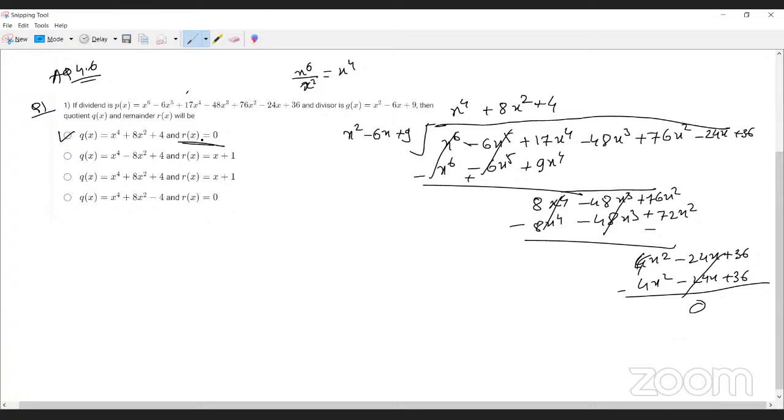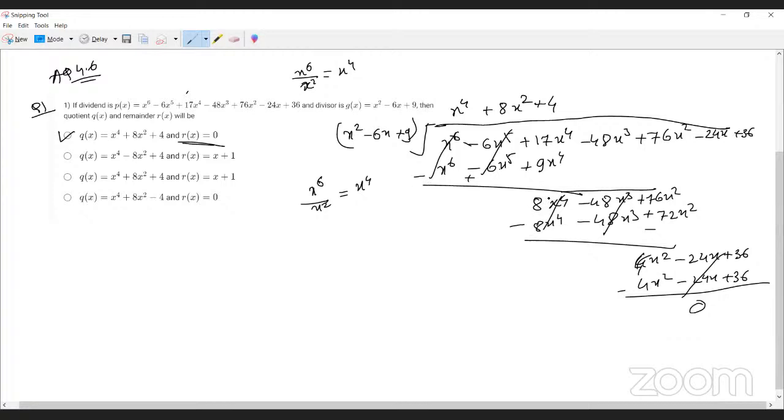Sir, can you please again explain how it comes, like x to the power 6 minus 6x to the power 5? The first step. So we have to take the first term of this polynomial, that is x to the power 6, and the first term of this divisor, that is x square. That gives x to the power 4, right? Just write x to the power 4 here, and multiply this x to the power 4 with this divisor. What we'll get is x to the power 6 minus 6x to the power 5 plus 9x to the power 4. Then we perform the subtraction.